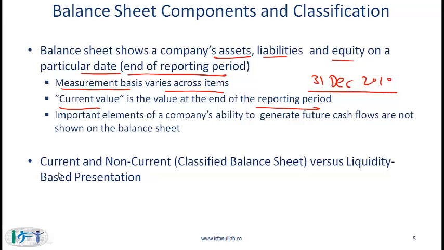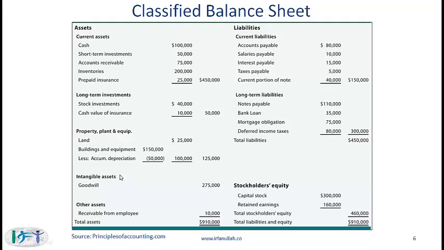Either we can show assets and liabilities as current and non-current. This presentation is called a classified balance sheet, or we can have a liquidity-based presentation. What you are looking at here is a simple classified balance sheet where the assets are shown as current assets, so that's a classification. Then long-term investments, property, plant and equipment, and so on, all these are non-current assets. Liabilities are also shown as current liabilities and non-current or long-term liabilities. So this is a classified balance sheet.